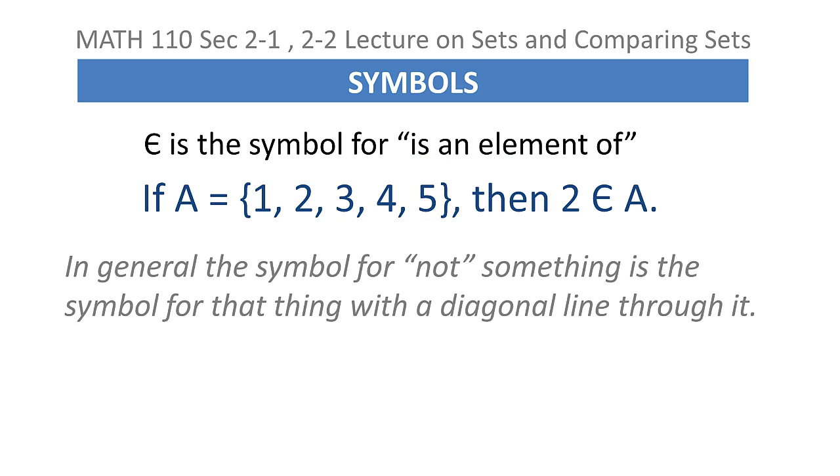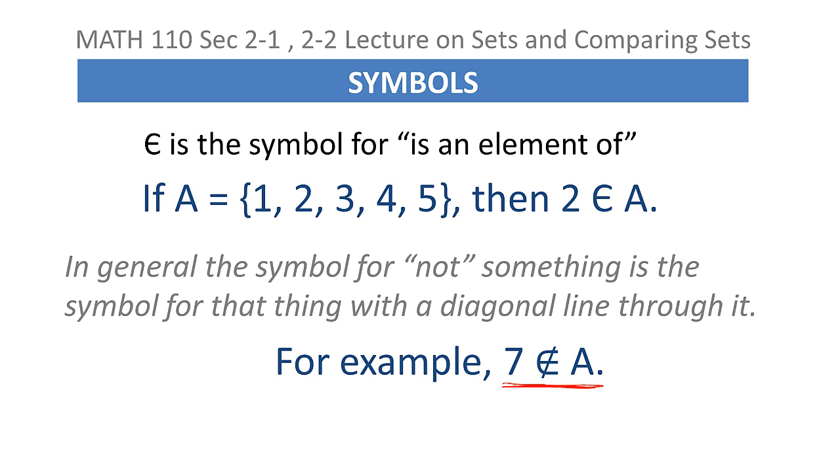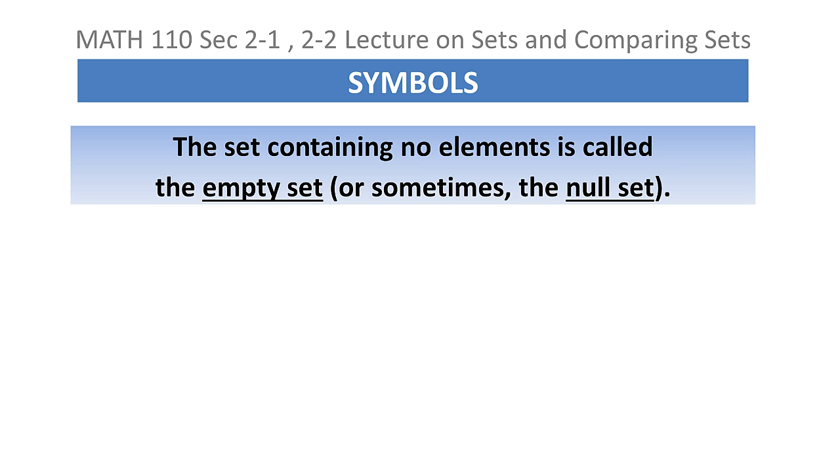In general, if we want to say something is not, we put a slash or a diagonal line through it. So, for instance, I could say 7 is not an element of the set A. And if you look up here, obviously 7 is not. So the slash is a general symbol for not whatever the original symbol stands for. It is possible for a set to have no elements. That set is called the empty set, or sometimes it's called the null set.